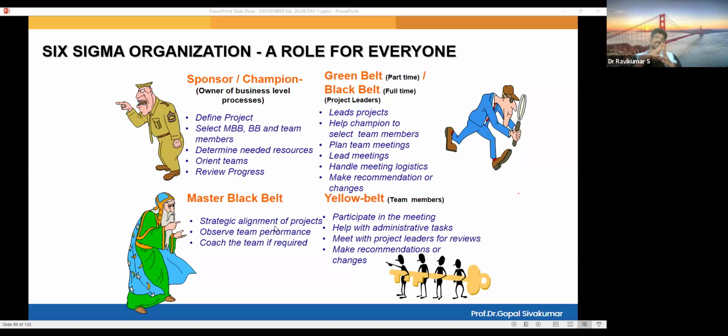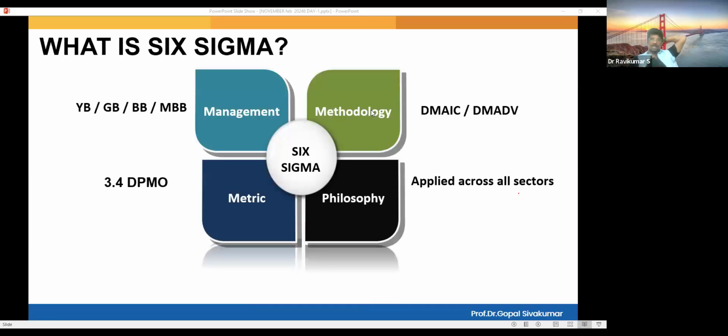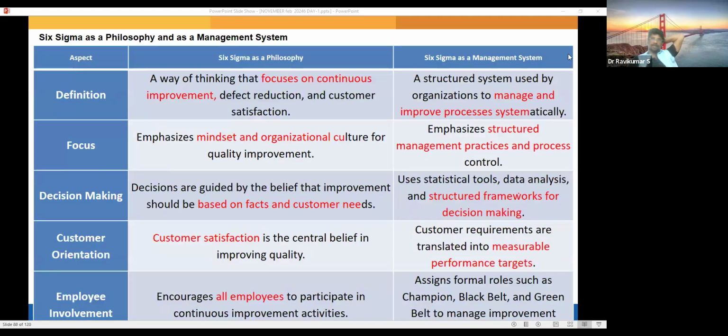So even though Six Sigma just looks like a methodology for resolving problems, actually it has 4 dimensions. One of them is a management approach, which everyone has a role to play. That is how Six Sigma pulls all hierarchy level people and makes them commit towards the organizational growth as well as problem resolution. So this is Six Sigma as a management approach.